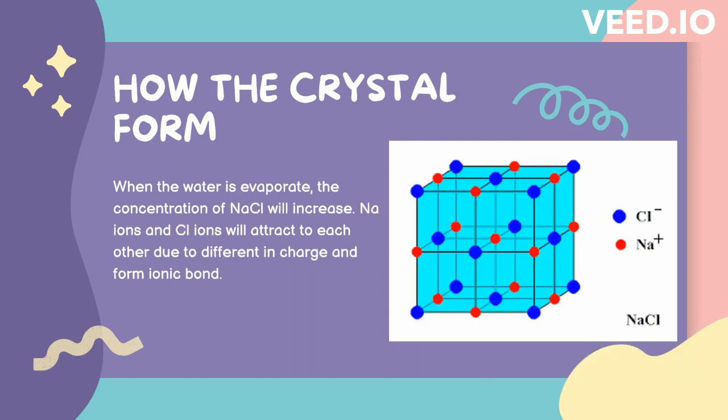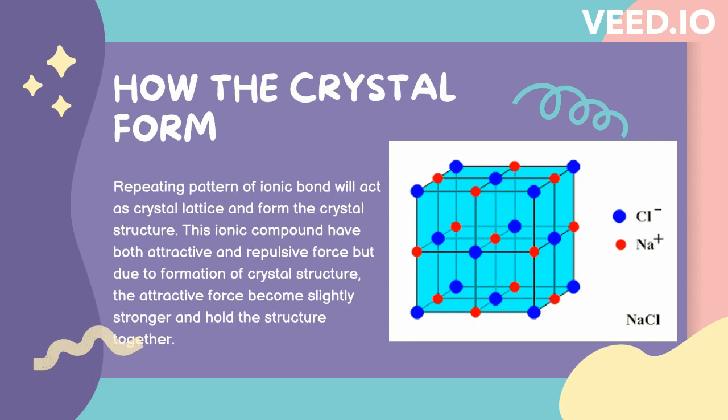When the water is evaporated, the concentration of natrium chloride will increase. Natrium ions and chlorine ions will attract each other due to their difference in charge and form an ionic bond. This repeating pattern of ionic bonds will act as a crystal lattice and form the crystal structure. This ionic compound has both attractive and repulsive forces, but due to the formation of the crystal structure, the attractive force becomes slightly stronger and holds the structure together.